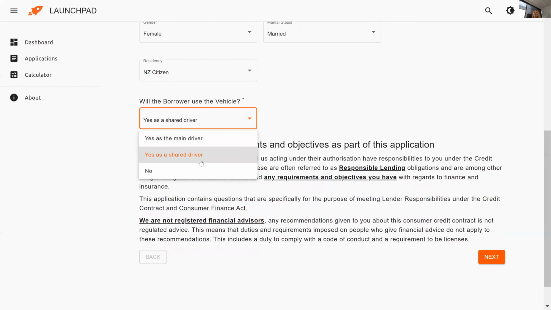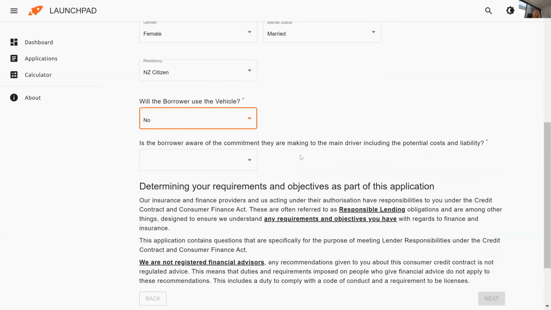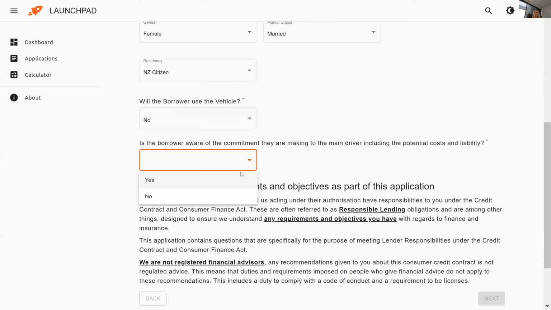The last one, and this may not happen a lot, but it could happen, right? So will the borrower use the vehicle? No. Okay, first point of call here is if they're not going to use the vehicle, are they aware of the commitment they are making to the main driver? So obviously, any co-borrower, any guarantors of the like are responsible for the payment. So we just need to make sure that they're aware of that.